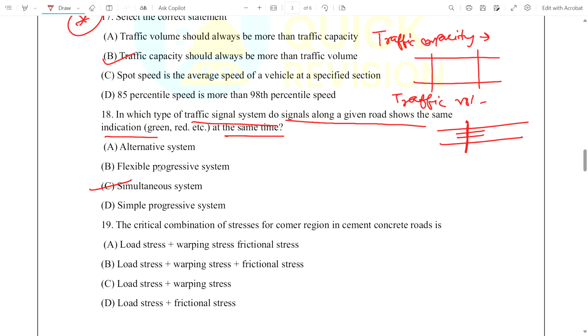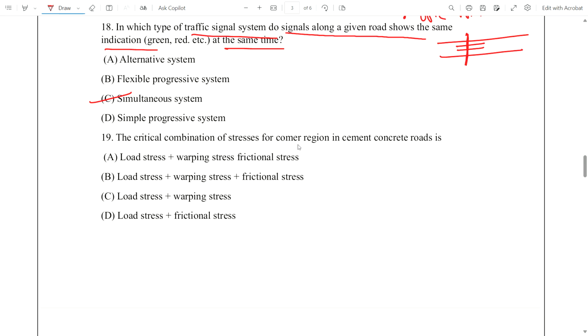Okay, now coming to question number 19, the critical combination of stresses for the corner region in a cement concrete road is what? Is it load stress plus warping stress minus frictional stress, or load stress plus warping stress plus frictional stress, or load stress plus warping stress, or load stress plus frictional stress? Just remember this for the critical combination of stresses for the corner region in a cement concrete road. It is load stress plus warping stress minus frictional stress. Okay, for the corner portion we don't need frictional stresses. Remember this, that's why it's a minus.